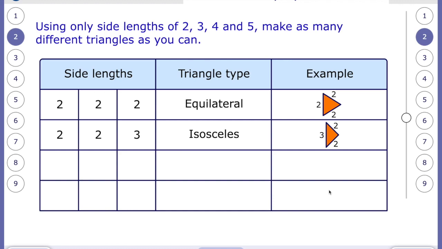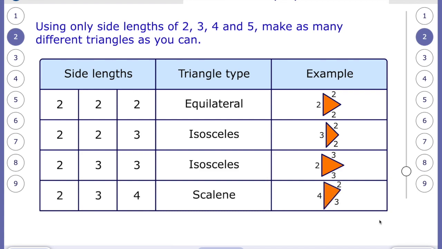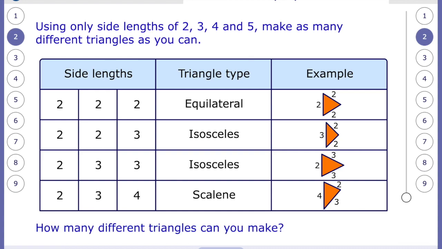We can also make isosceles triangles. So in this example, one length is 3 centimetres and the other 2 lengths are 2 centimetres. We can make another type of isosceles triangle where the 2 lengths are now 3 centimetres, if you look at the diagram. Or we could make a scalene triangle where we have centimetre sides of 2, 3 and 4. And you can actually make some other ones as well.